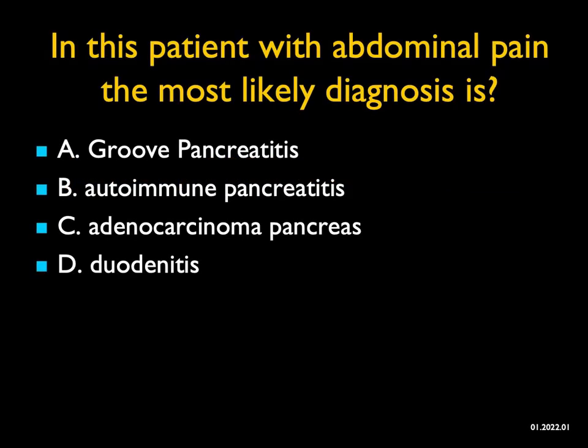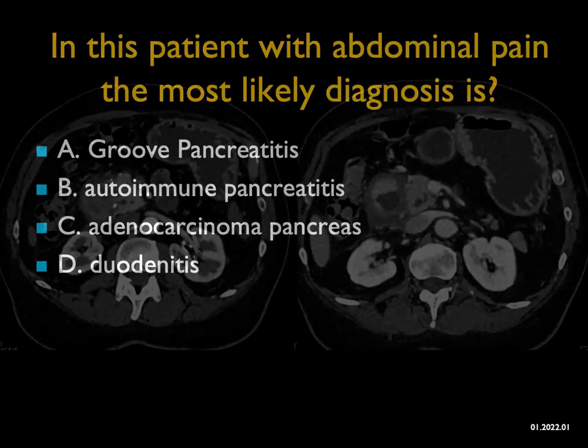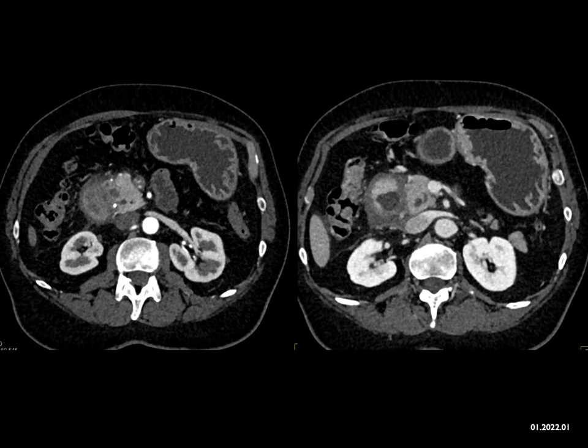In this first case, in this patient with abdominal pain, what's the most likely diagnosis? If we look carefully at the images, at first glance you might say, gee, there's something going on in the pancreas. Maybe it's a pancreatic mass. Then you look at the duodenum on these axial images, and you say the duodenum's of low density. There's edema around the duodenum and of the duodenum.